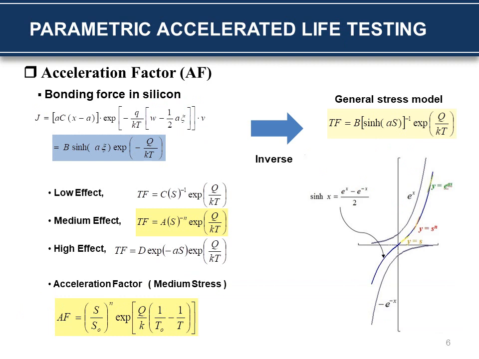In a material such as silicon, the bonding force can be expressed as a sine hyperbolic function and an exponential function. If you take the inverse, we can find the general stress term. The sine hyperbolic function will start linear, then m power stress, and exponential, because the accelerated testing will be carried out in the medium range. The time to failure can be described as a function of the m power stress and temperature. Finally, the acceleration factor can be described as a ratio of the stress-temperature difference.